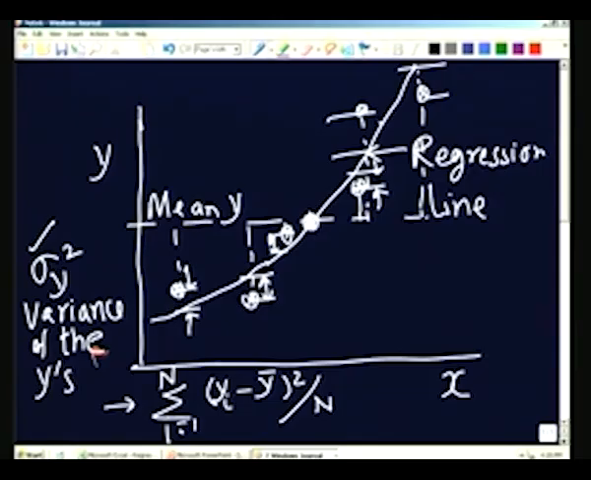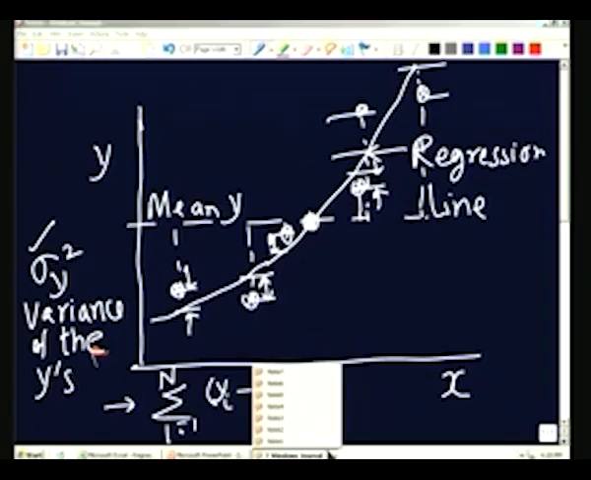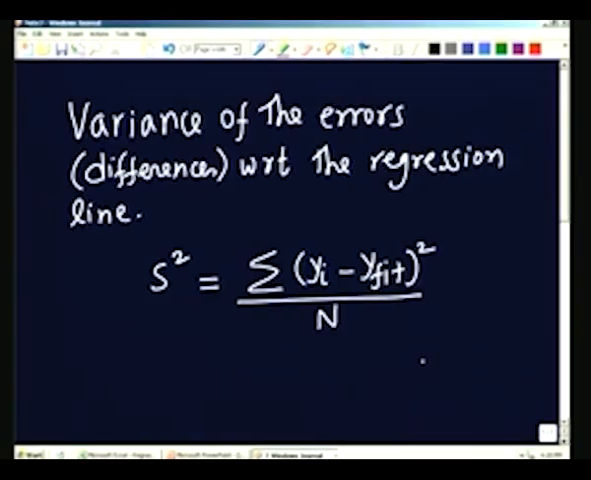So, now we will look at the other one, the variance of the errors. The variance of the errors is given by this quantity. This is nothing but y i minus y fit i, whole squared, divided by n. At each point you must find out the value corresponding to that value of x, find out the y fit value, take the square of all these errors divided by n, and you get the variance of the errors.